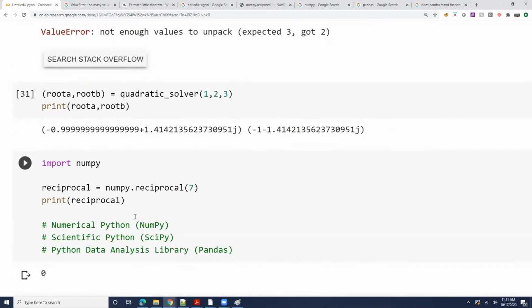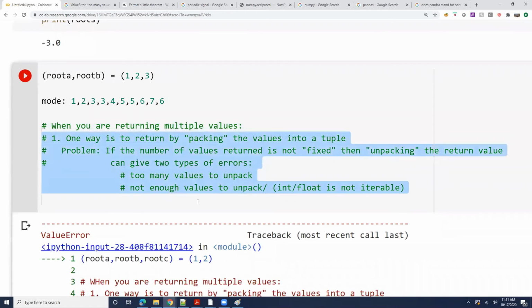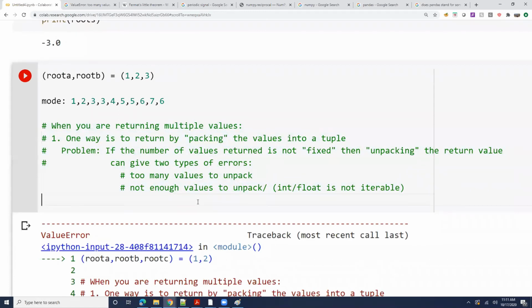Now coming back to the question from before the break. One way to return is by packing these into tuples, but that has problems. So is there any other way in which you can return multiple numbers from a function back to the calling function, or whoever is calling that function, if you want to return multiple values back?